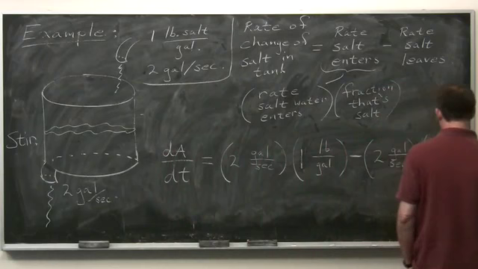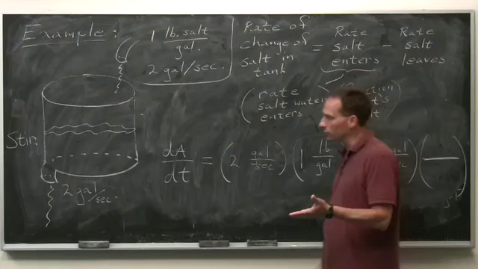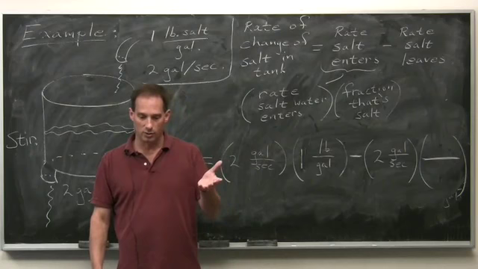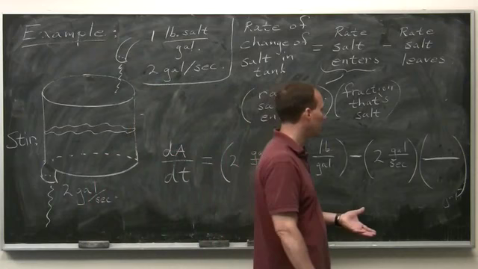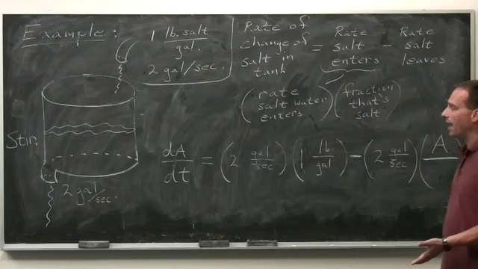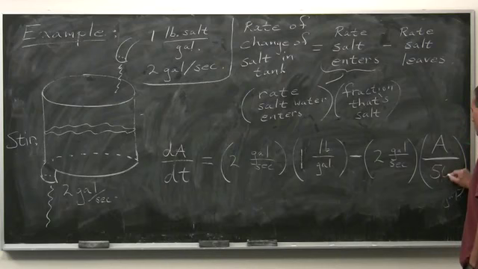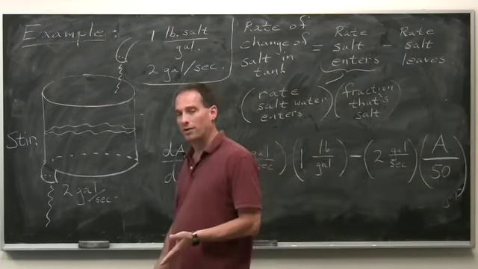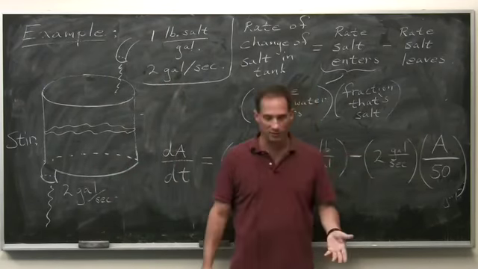The total salt concentration, the salt concentration of the stuff in the tank, which is the same as the salt concentration of the stuff that's leaving, since we're stirring, is the total amount of salt in the tank divided by the total number of gallons of salt water in the tank. But the total amount of salt in the tank is the A that we're trying to find. And the total number of gallons of salt water in the tank at any time doesn't change. It's always this 50. So the concentration is A divided by 50. Right? It's the total number of pounds of salt in the tank at time t divided by the 50 gallons.